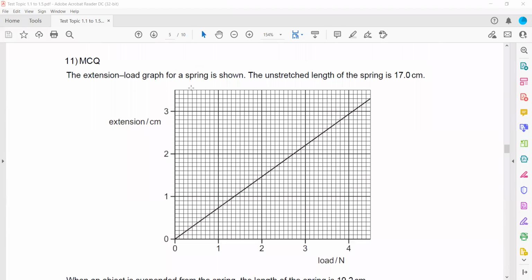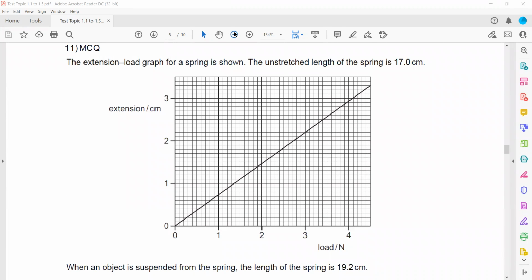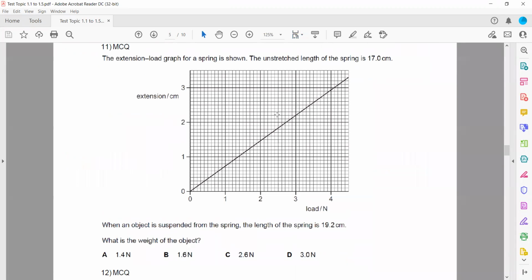The extension in a load graph, the term extension means increase in length. Extension in load graph is there for an unstretched spring. So a spring, when it was not stretched, was 17 centimeters long. When an object is suspended from the spring, the length of the spring is 19.2. So when we attach an object, the length of the spring is now 19.2 centimeters. What is the weight of the object?